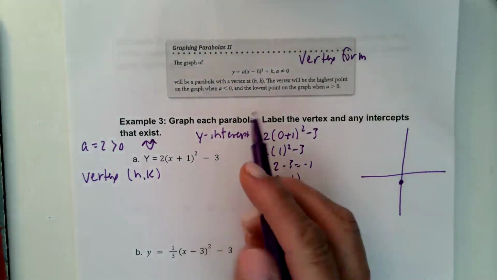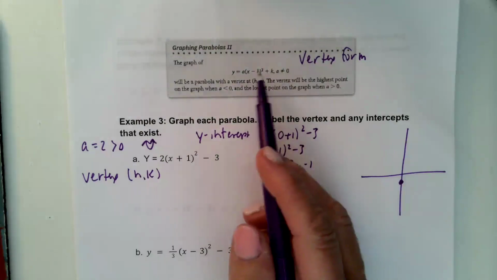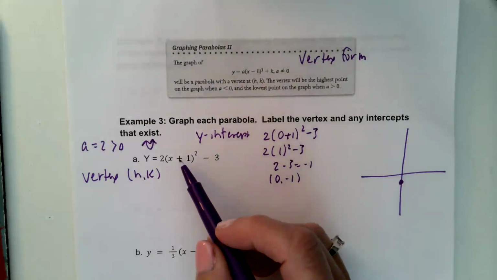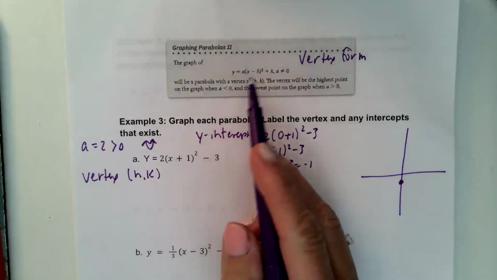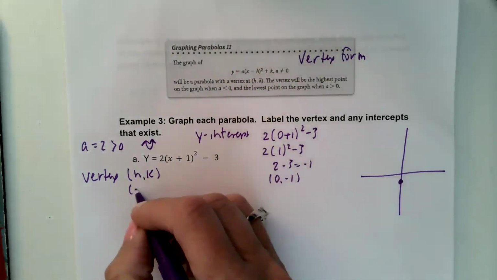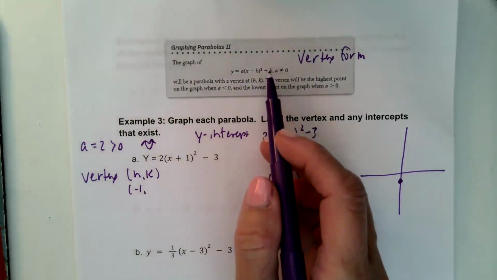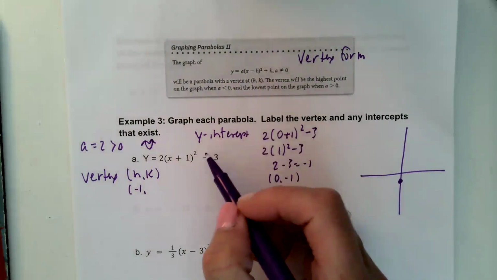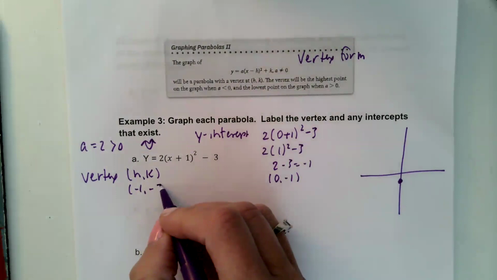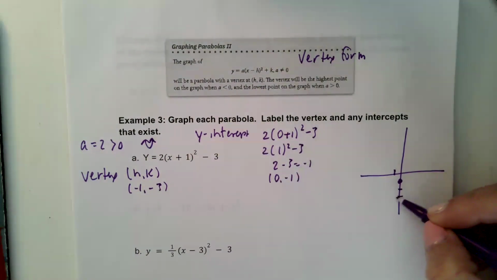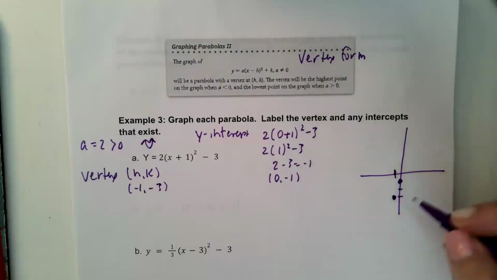But H and K are found in here. So what's in the squared piece is the H. So the opposite, so because it says +1, that means H is a -1. And K is exactly what we see. So if it's plus K, then it's a positive. If it's minus K, then it's a negative. So it's a -3. So the vertex is at -1, -3. So there's my vertex right here.